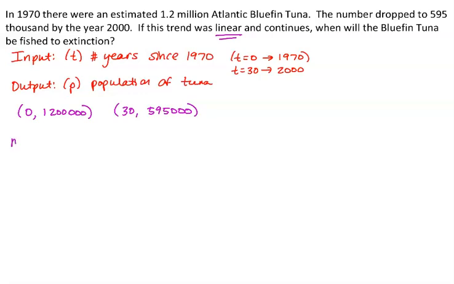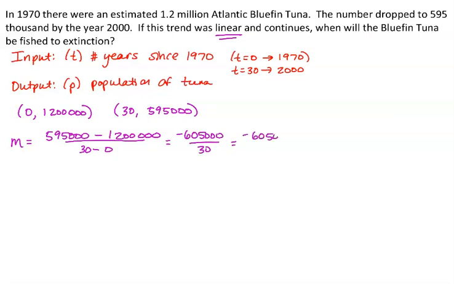If I'm thinking about a linear relationship, linear tells us y equals mx plus b, the first thing that I'm going to calculate is my slope, my m. So I'm going to take 595,000 and subtract my 1.2 million. Those are my y2 minus y1, and then 30 minus 0, my x2 minus x1, in the denominator. So let your calculator help you with the larger numbers here. So we have negative 605,000 over 30, or we could reduce this a little bit, dividing each of those by 10. We have negative 60,500 all over 3.